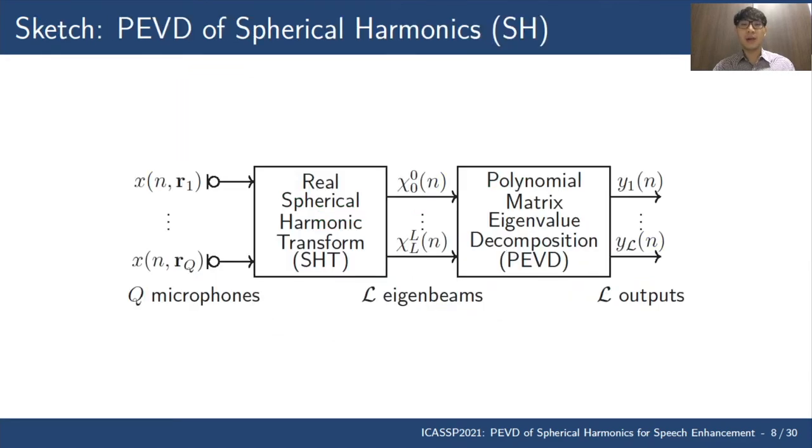For a spherical microphone array, the spherical harmonics provide a compact representation of an order-limited three-dimensional sound field. The SHT can effectively reduce the number of signals used to represent the sound field, where calligraphic L is typically much smaller than Q. With polynomial EVD applied to L instead of Q, the computational complexity is significantly reduced.